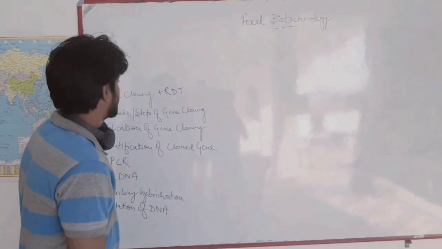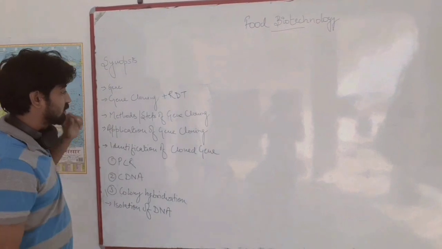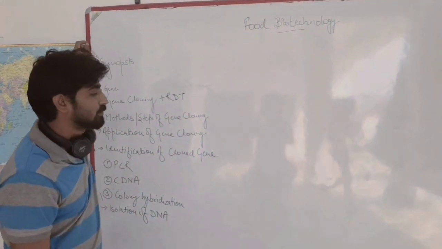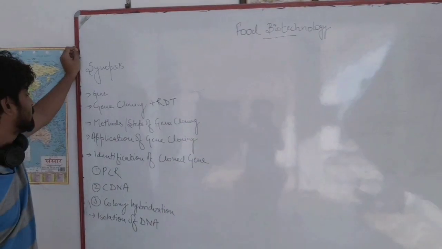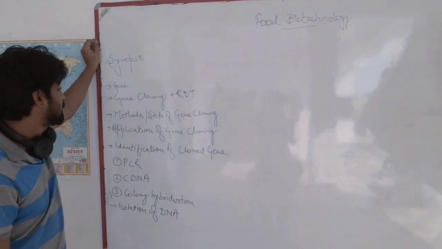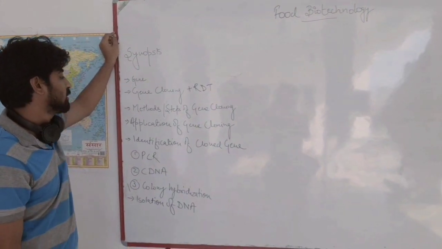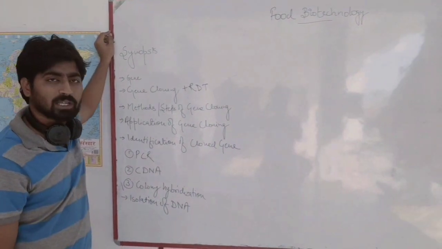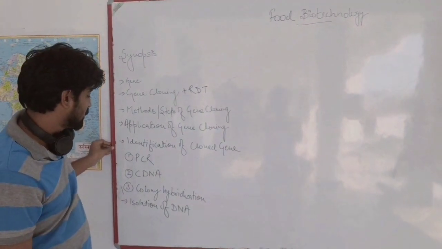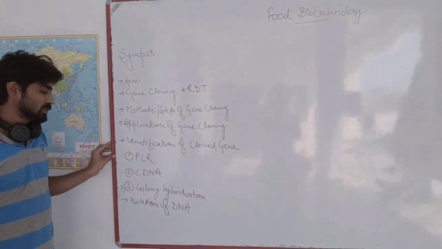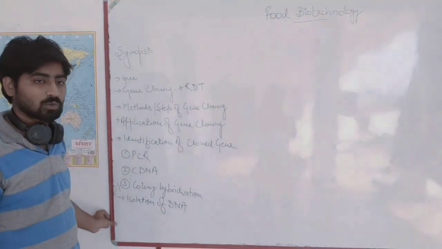So hello everyone, we will talk about several topics of food technology, food biotechnology especially, the subject we are dealing with. We have a short synopsis of what we have to take up in this class. We will be talking about gene cloning, recombinant DNA technology, methods or steps of gene cloning, then the application of gene cloning. Then we will move forward to the identification of cloned genes, where we will be dealing with PCR, cDNA library, colony hybridization, and finally the isolation of DNA.